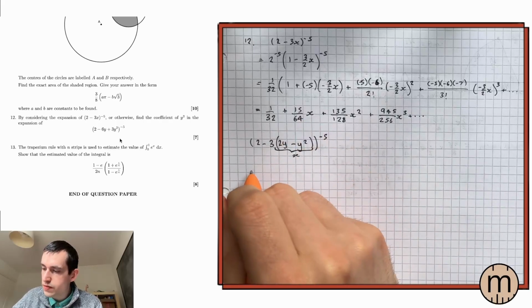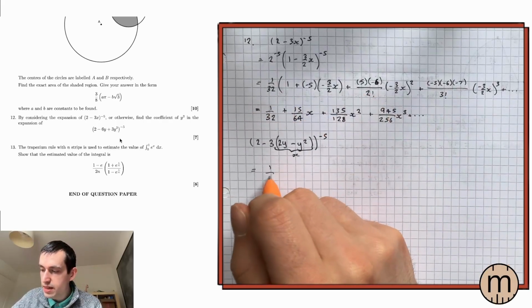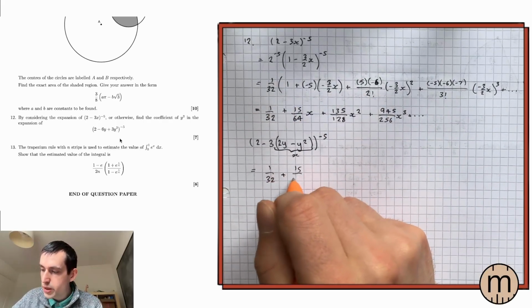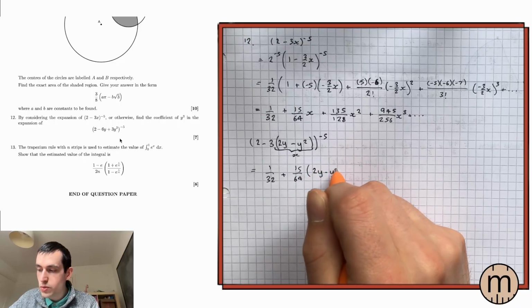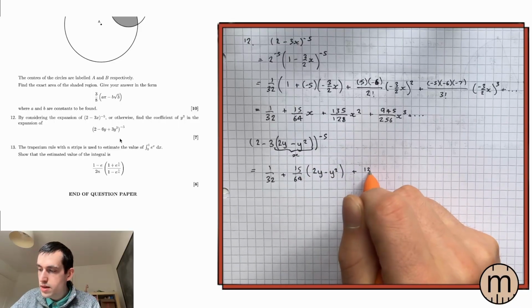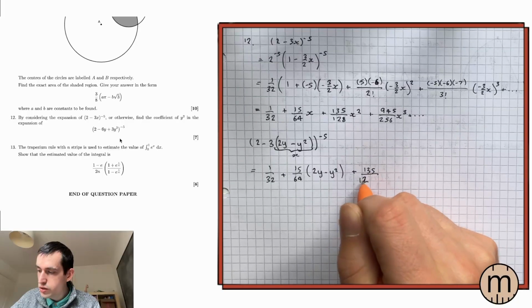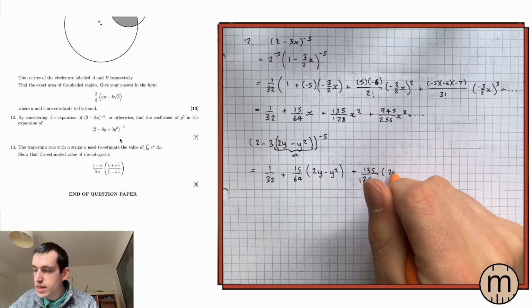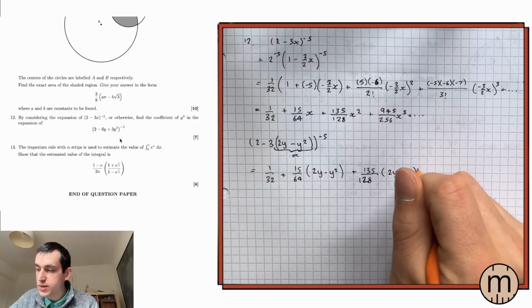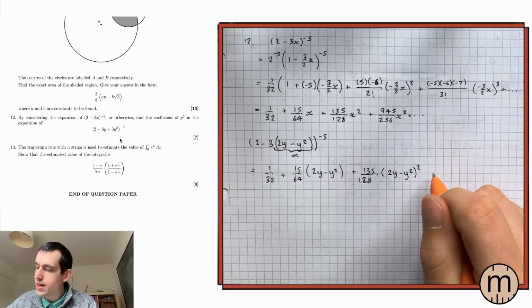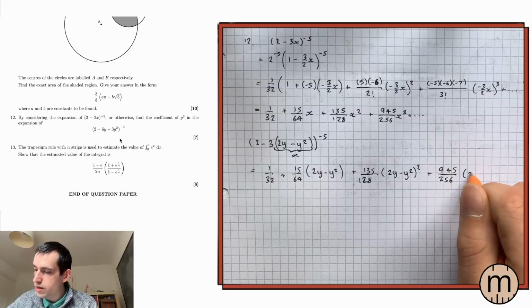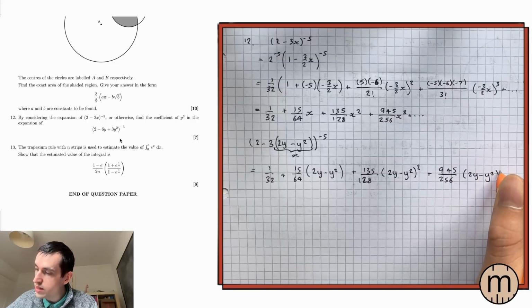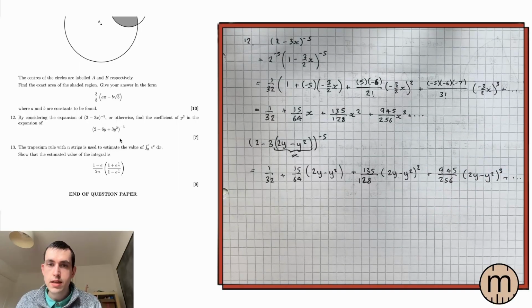So what's the expansion of this? It's going to look very similar to this, 1 over 32 plus 15 over 64. But I'm not going to write x, I'm going to write 2y minus y squared. 135 over 128, I'm not going to write x squared, I'm going to write 2y minus y squared. And then finally, I'm not going to write this as x cubed, 2y minus y squared cubed is what I'm going to write instead.